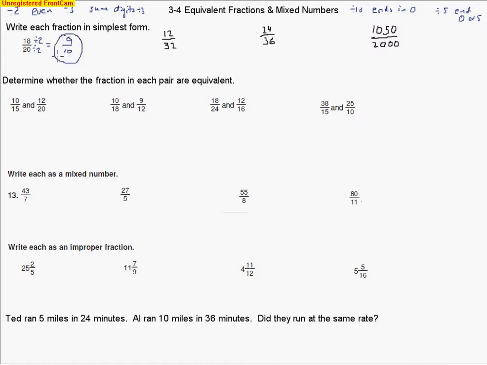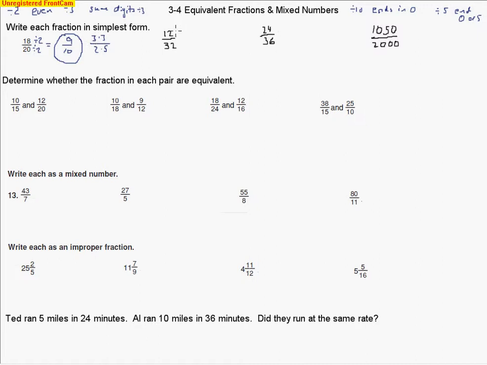So I cannot simplify it any further because 9 doesn't have any factors that are similar to the factors that 10 has. See, 9 has factors of 3 times 3. 10 has factors of 2 times 5. You cannot reduce it any further. So 9 over 10 would be our answer.